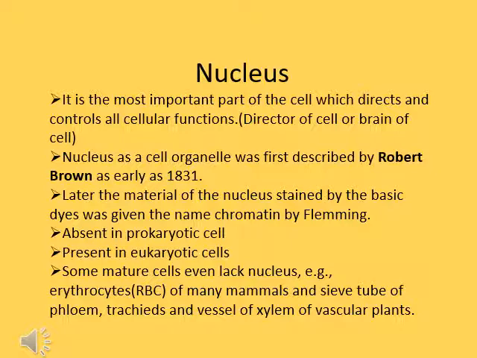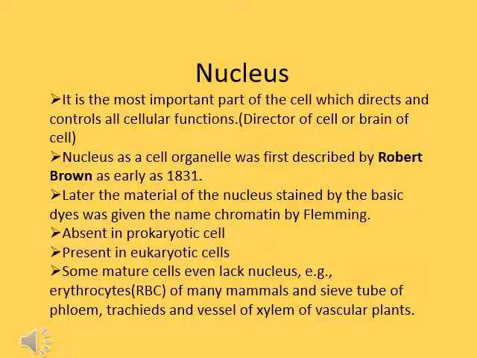It was first described by Robert Brown in 1831. Later on, the material of nucleus was stained by basic dyes and was given the name chromatin by Fleming. फ्लेमिंग ने क्रोमेटिन जो कि मेन मटेरियल है न्यूक्लियस के अंदर जो प्रेजेंट है उसको डिस्क्राइब किया.